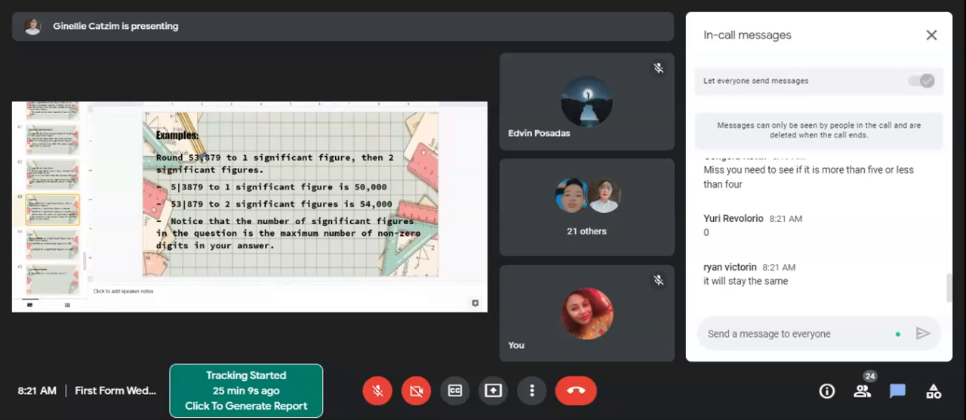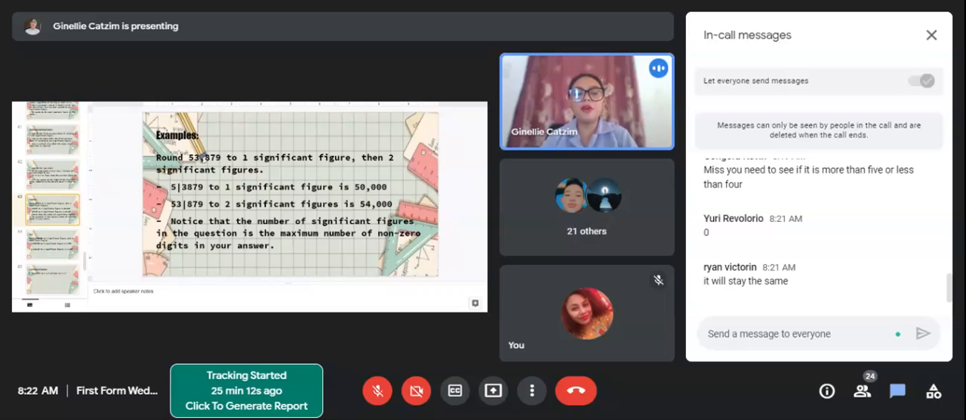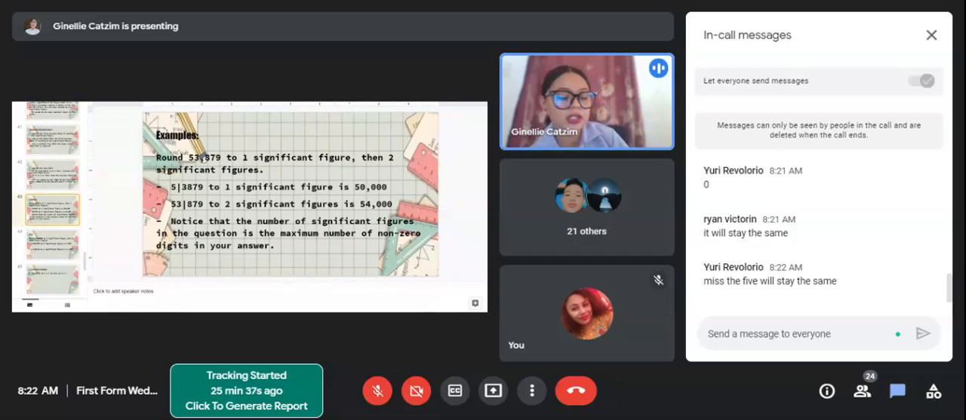All right, good, Ryan. The previous number will be kept the same, and then what we do to the rest is we fill it out with zeros, right? Because the 3 is a number of 4 or less, we know that we have to keep the 5 the same. So we fill out the rest with zeros. So to two significant figures, which number do we see is the second significant figure there?